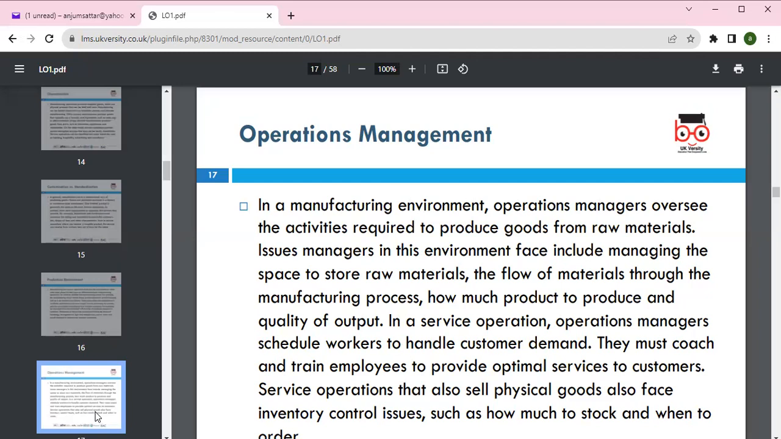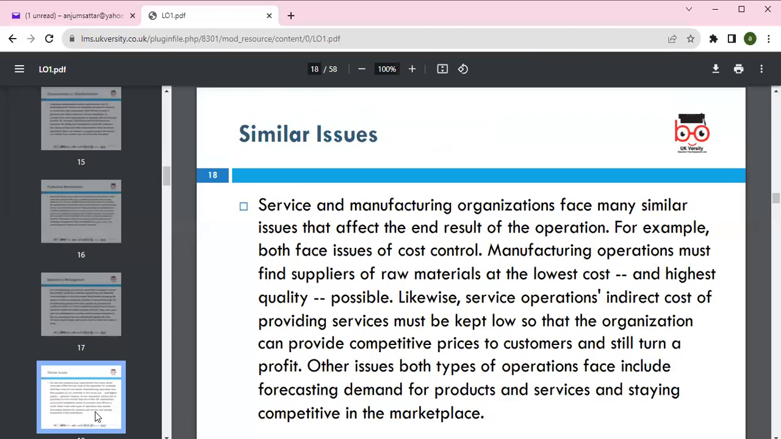Yes, there must be a coach and trained employees to run a smooth operation, and we have to stock physical goods accordingly. Okay, similar issues: service and manufacturers face many similar issues, like cost control. Manufacturing operations must find and supply raw material at the lowest cost and highest quality. In the service industry, we look at the indirect cost, providing service to the organization at a competitive price and making a profit. Other issues both types of operation face include forecasting demand and market competitiveness.